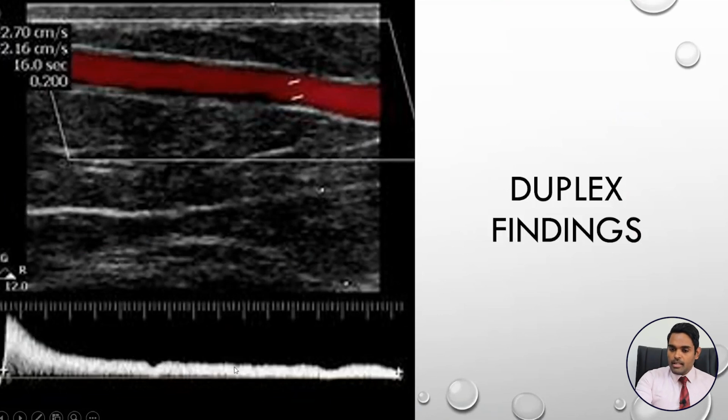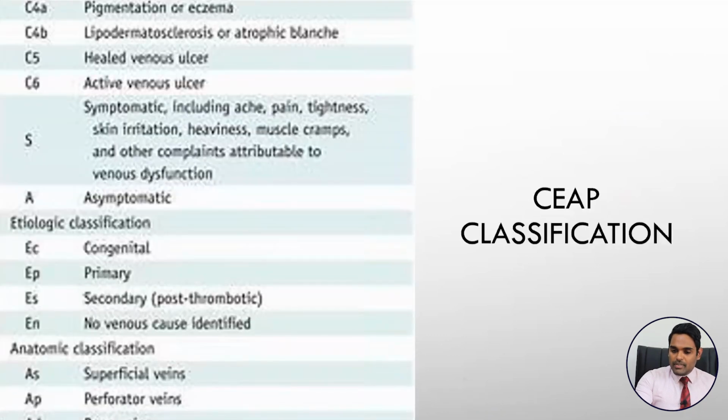Okay, right. This one, of course, you don't have to concentrate much. The CEAP classification is a classification system we use to classify varicose veins patients.